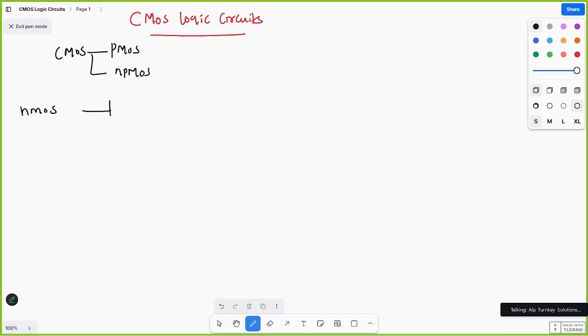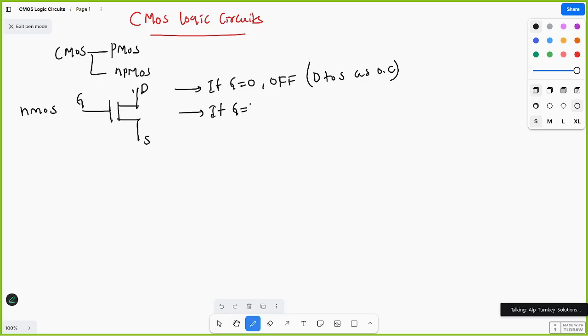If you see the NMOS, this is the symbol for NMOS. You have gate, drain and source. If gate equals 0, it is off, considering ideal devices. Drain to source is acting as an open circuit. If gate equals 1, it is acting as an on switch, and drain to source is acting as a short circuit.